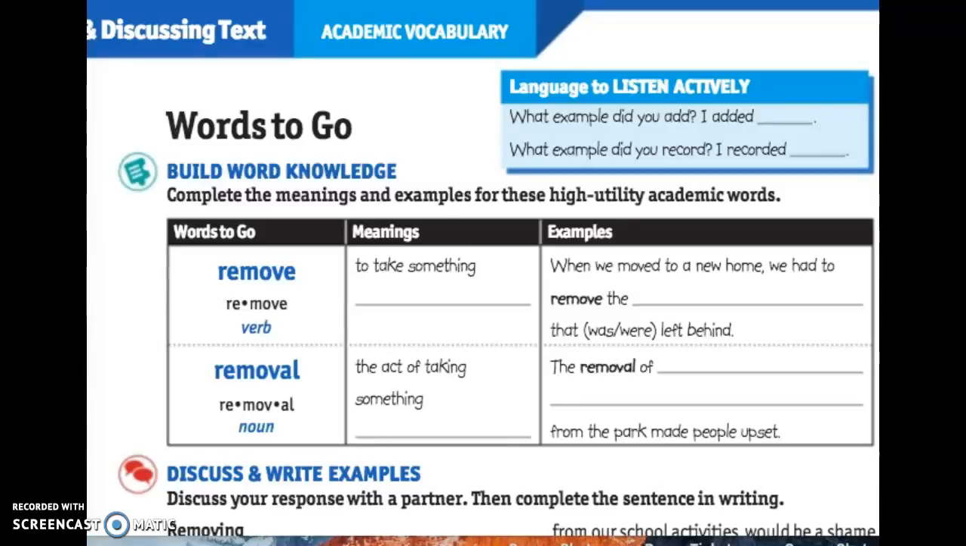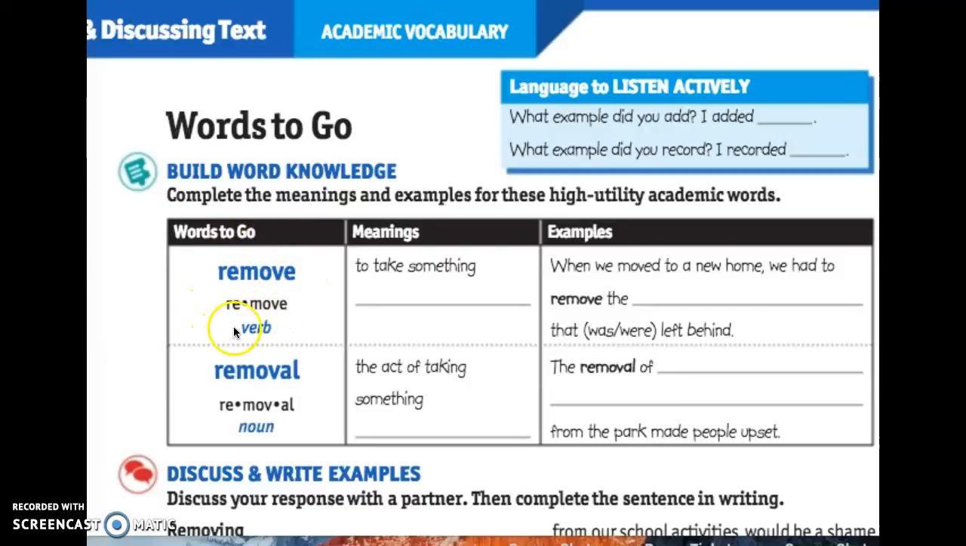All right, guys, we are on page 60 in your portfolio. We'll be going over this page and going over a few more words that you may be familiar with, but we're going to go over exactly the right way to use them. So we're going to start right here in the Words to Go section, so make sure you're looking at this in your portfolio. We're going to build some more word knowledge with the word remove.